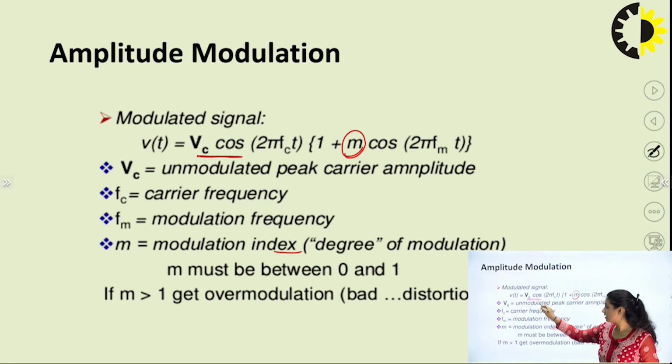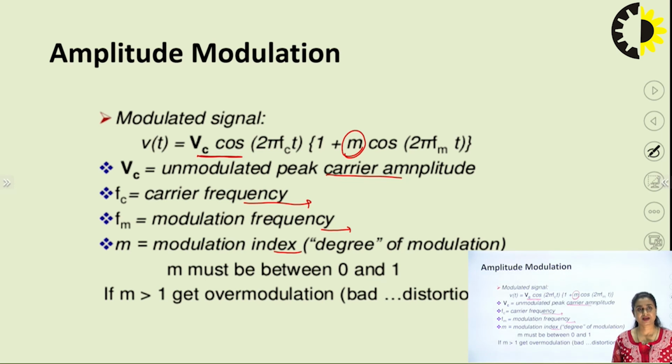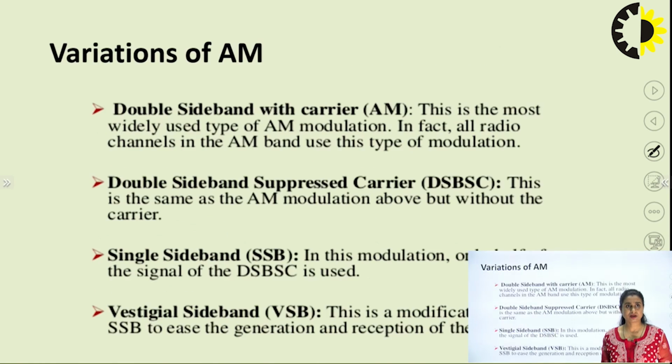So Vc is my unmodulated peak carrier amplitude, fc is my carrier frequency, fm is my modulation frequency and m is my modulation index. About the modulation index we will talk in the next class. We will talk about all of this.